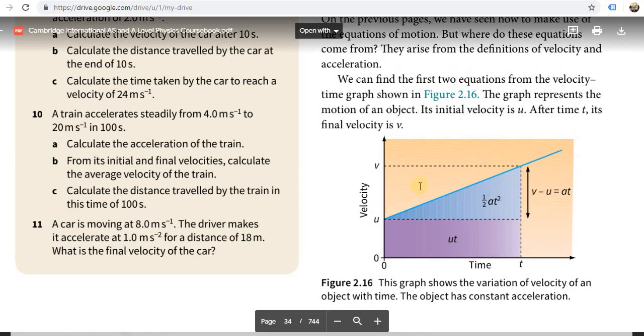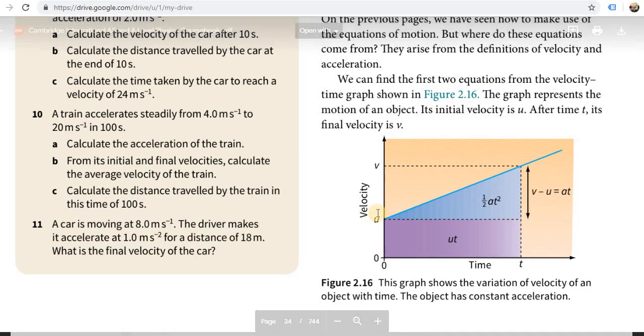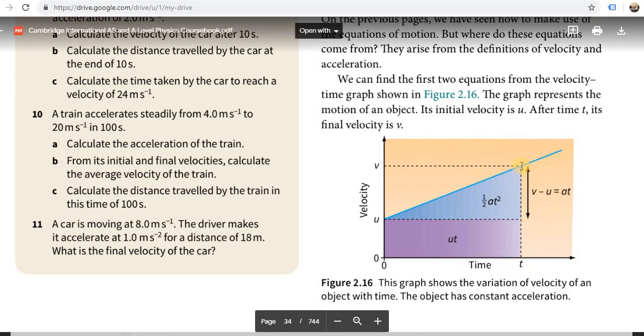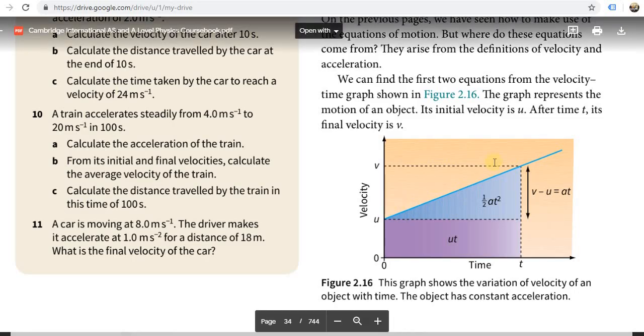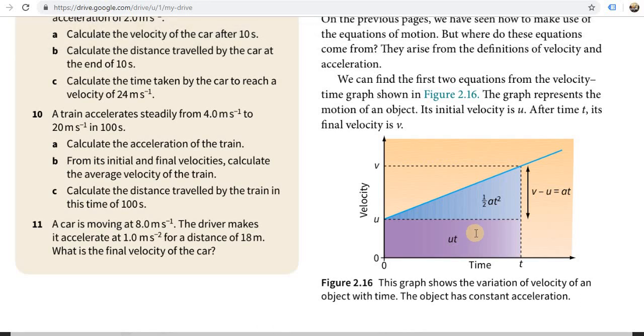Okay, so let's say we have a graph like this. An object starts with initial velocity u, and after a time t, the velocity is v. You have learned that the gradient of this line gives you the acceleration, and the area under this is the distance or displacement. Okay, this is the displacement, and in this case if it's not coming back, the distance and the displacement are the same because it has to be moving in a straight line.